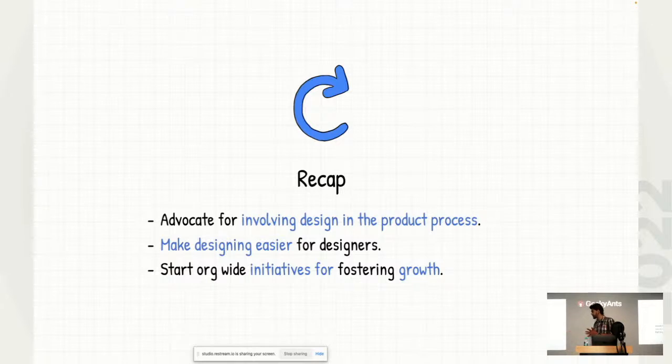The last one is to start a lot of organization-wide initiatives which will foster growth of your fellow teammates. Because of course, if you're just doing the job, you're not learning enough. So you need to ensure that the same problem which I faced is possibly something you shouldn't face if you're working in the same team as I am.